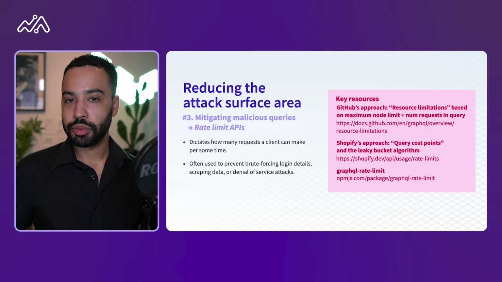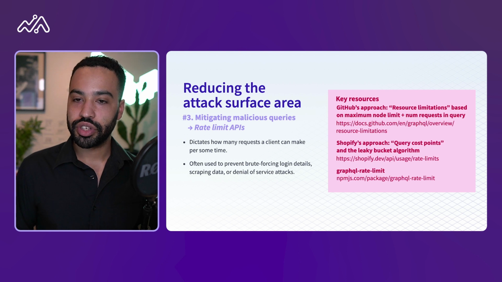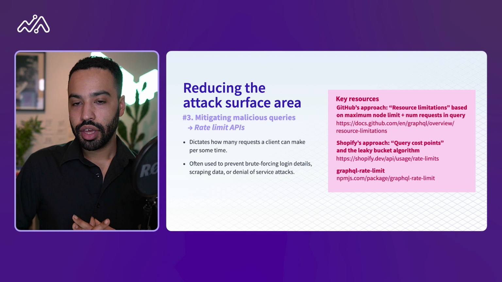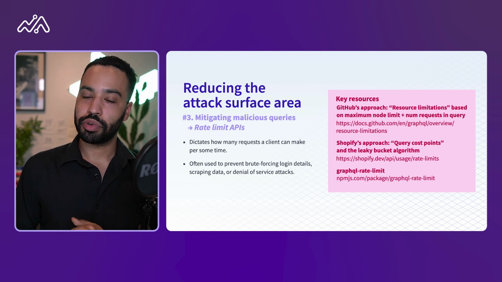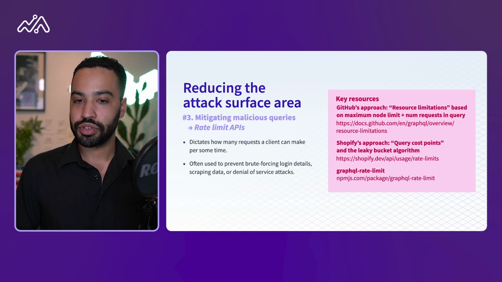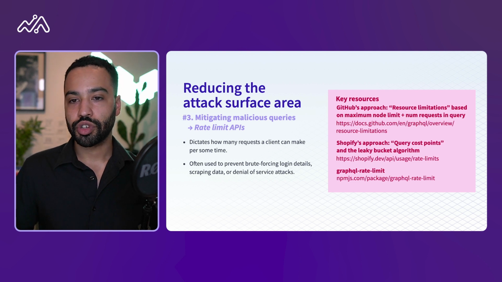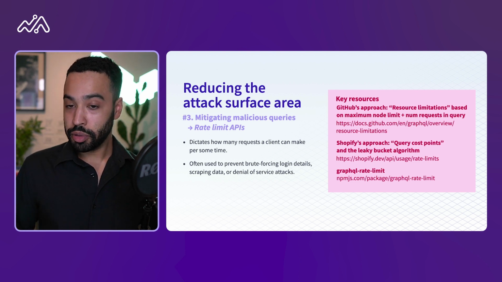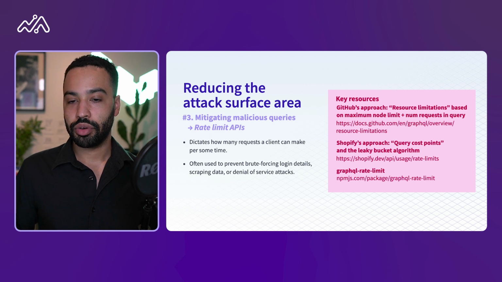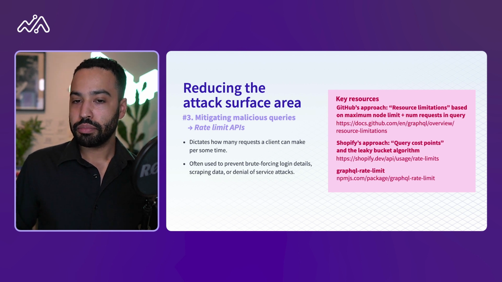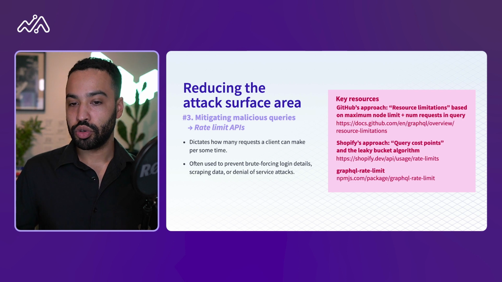Next up is rate limiting. Rate limiting is when you dictate how many requests a client can make per some time. Often we use rate limiting to prevent brute forcing login details, scraping data, or denial of service attacks. To implement this, there's an npm package you can download off the internet called GraphQL rate limit, but also we recommend taking a look at the approaches done by GitHub and Shopify.